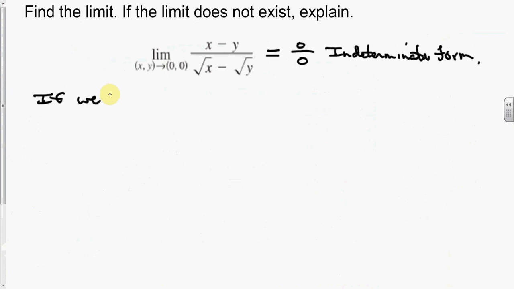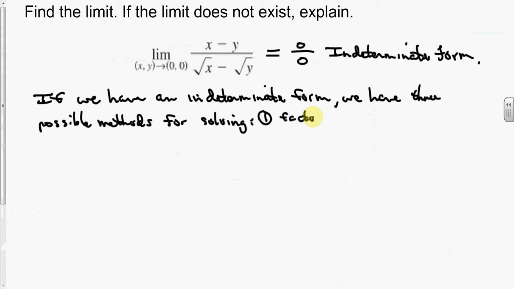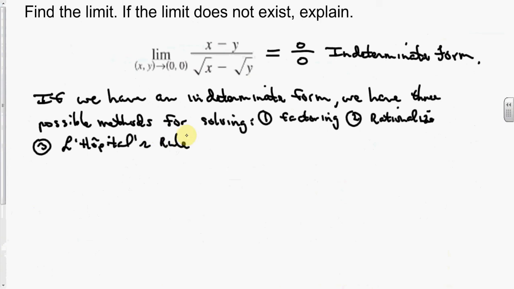So if we have an indeterminate form, we have three possible methods for solving. 1, factoring. 2, rationalize. Then 3, L'Hopital's rule.